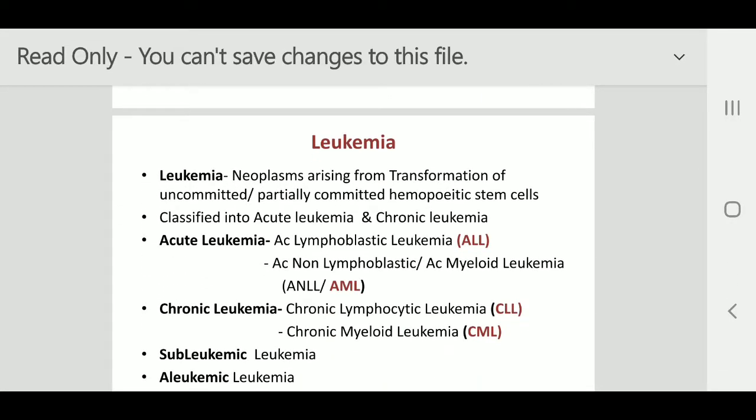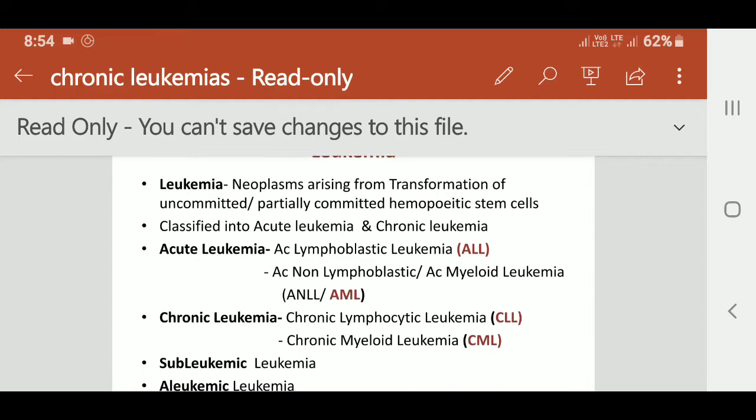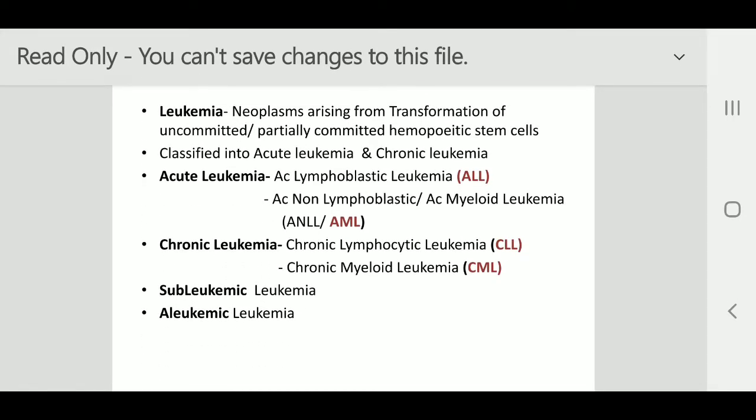Leukemias are neoplasms that arise from the transformation of the uncommitted or the partially committed hematopoietic stem cells, and these hematopoietic stem cells are the parent cells that are formed in the red marrow, and they give rise to the different cells of the body. Leukemias can either be classified into acute leukemias or chronic leukemias.